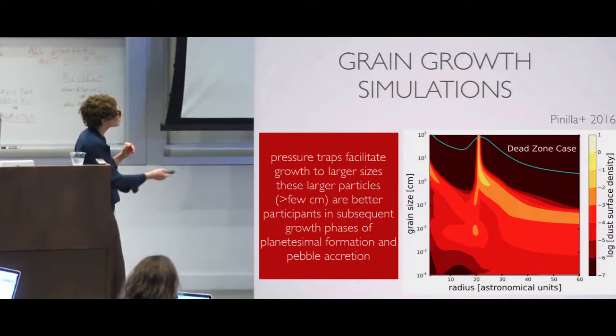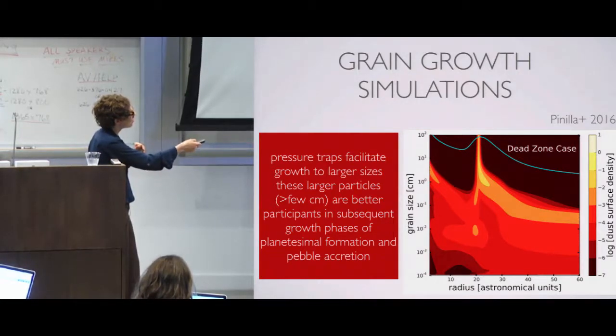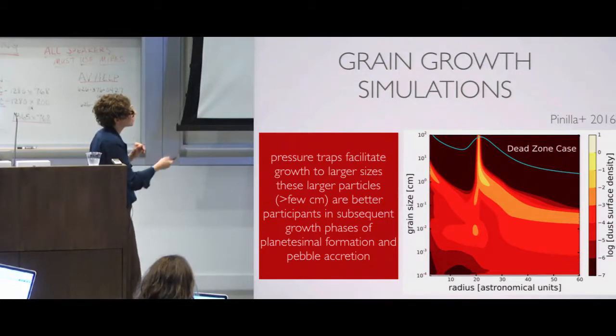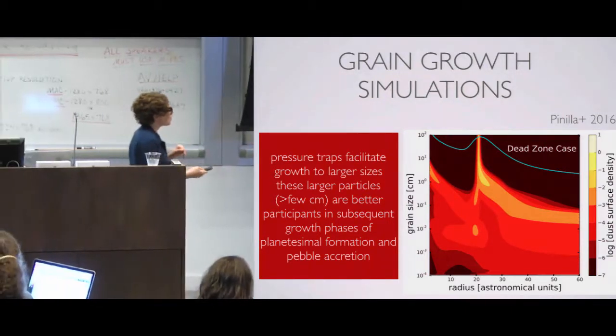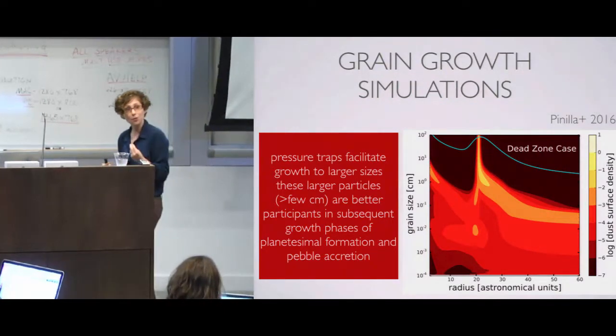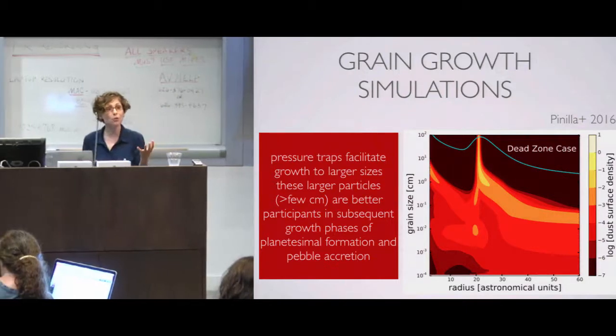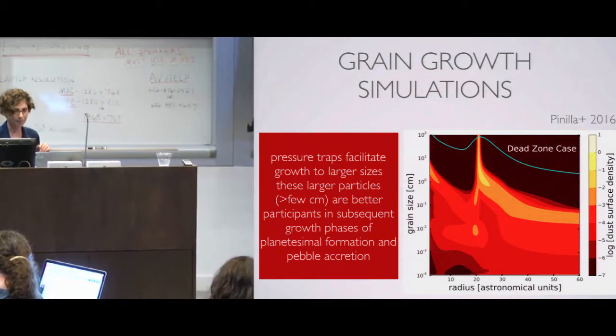And what she's showing here is, as a function of semi-major axis, the grain size measured in centimeters, and the density. And you can see right here where this pressure bump is, we have a higher density and larger grains being generated in the disk. And so we think these pressure bumps may help kick off the process of planet formation by allowing particles to coagulate to these larger sizes more easily.